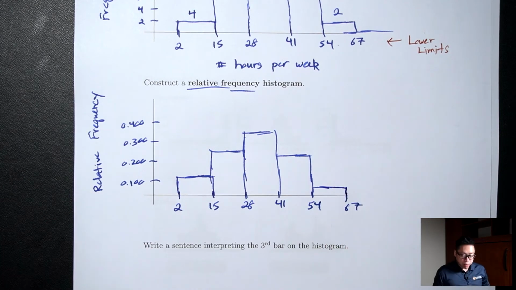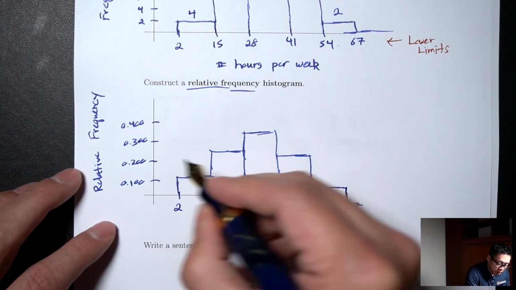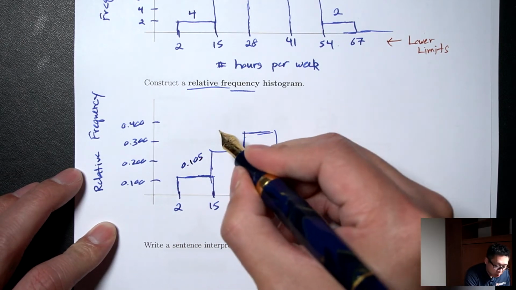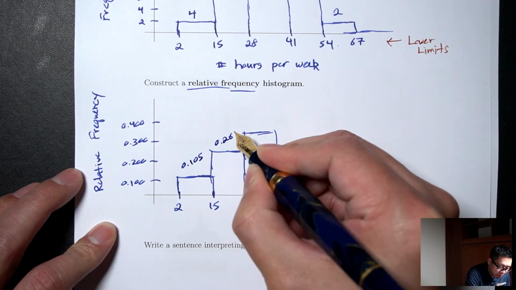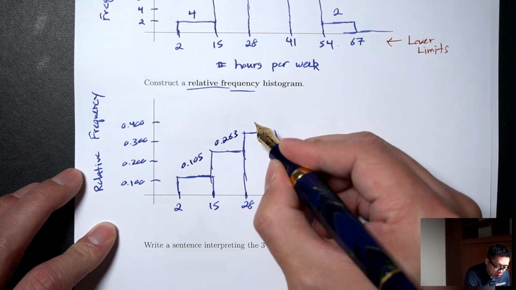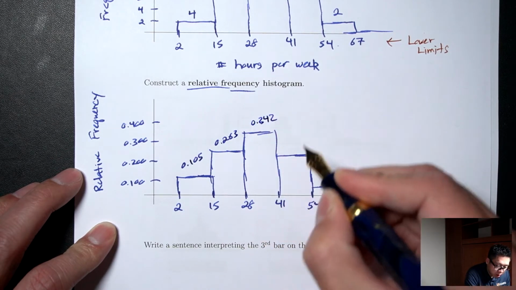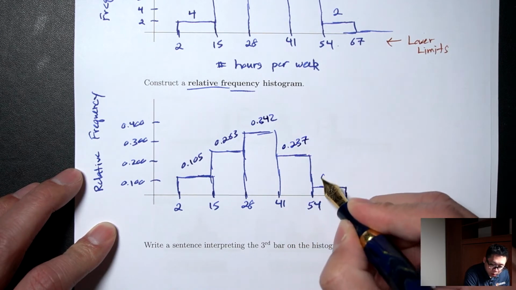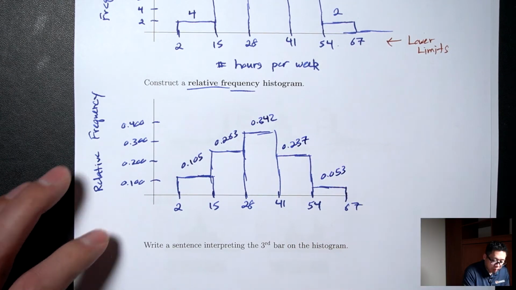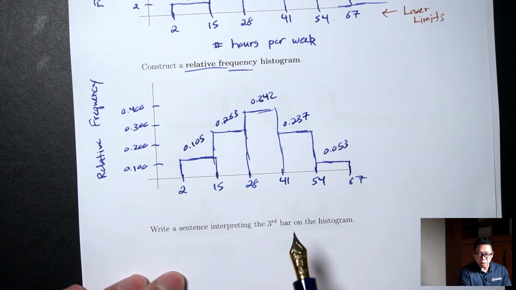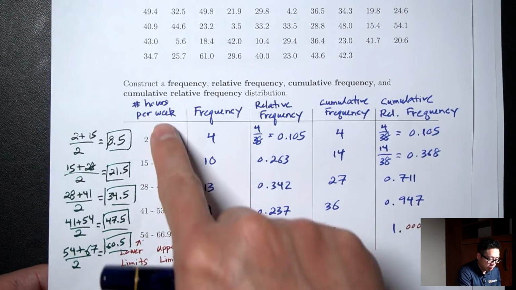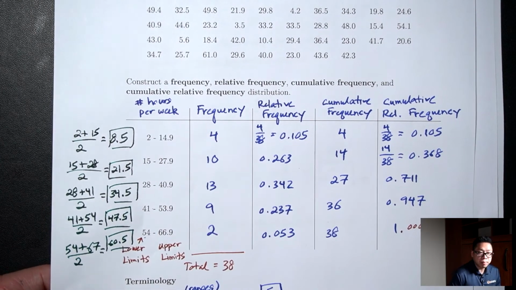And then I'm going to label my bars. The first bar is 0.105. Next bar, 0.263. Next one is 0.342. Next one is 0.237. And then 0.053. And then I should also title the bottom, which I forgot to do. These numbers represented number of hours per week.